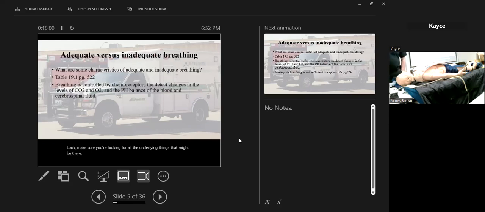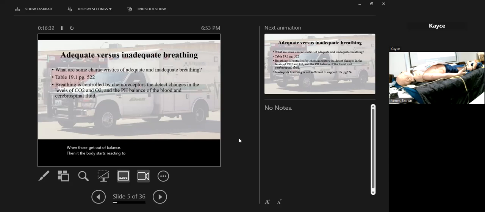So breathing is controlled by chemoreceptors located throughout the body. They base your breathing on your CO2 level, your O2 level, and the pH balance of the blood and cerebral spinal fluid. When those get out of balance, then the body starts reacting to protect itself.